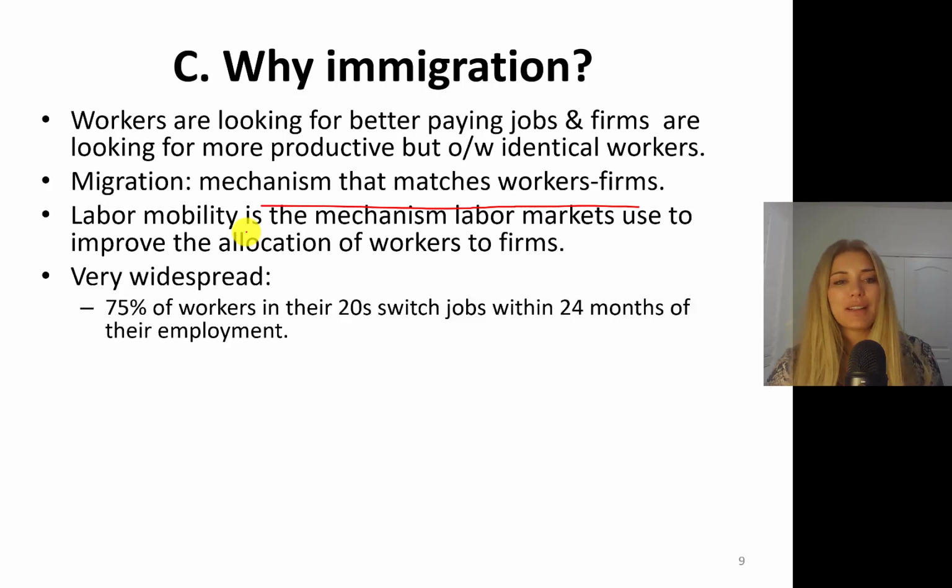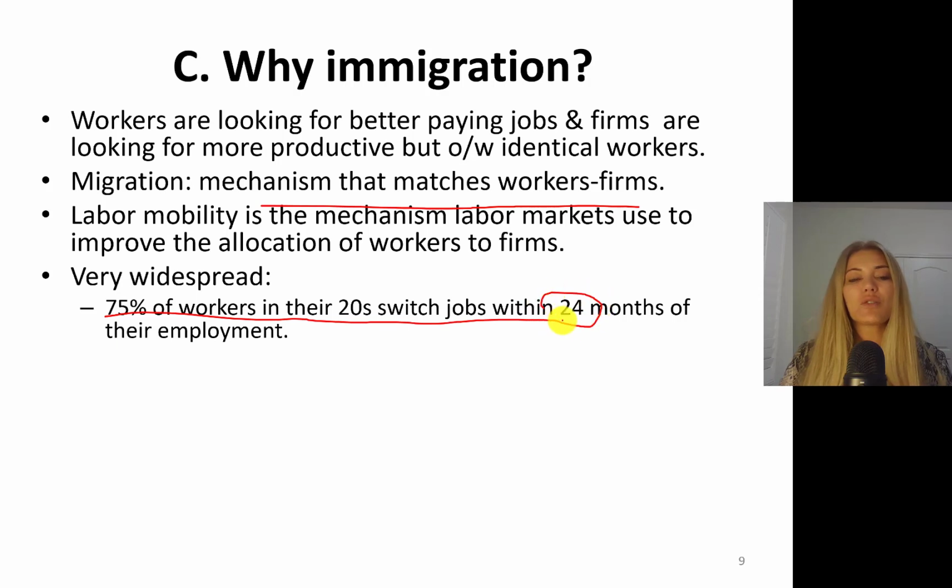It's very widespread. 75% of workers in their 20s switch jobs within 24 months of their employment. This is a very, very big number. So every 3 out of 4 workers in their 20s switch jobs within 24 months. So I got my first job as a professor at 27. I did switch my jobs after 18 months. I came back to Texas.